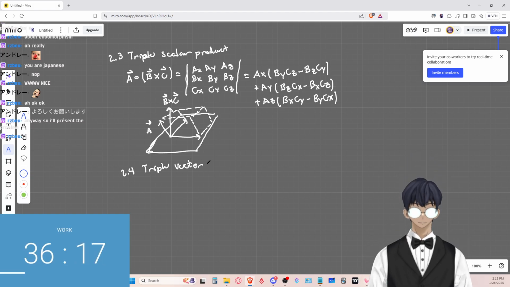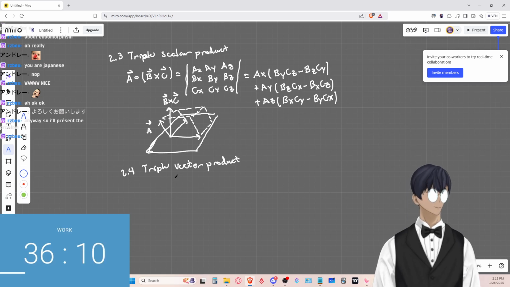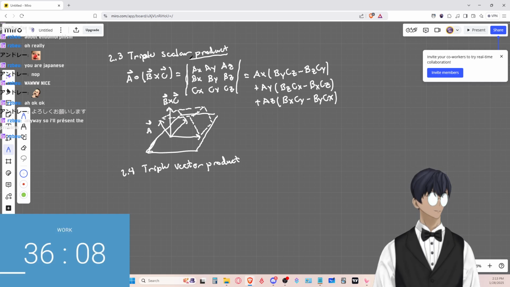I actually have to practice my Japanese, actually. I haven't spoken it in so long. I should probably underline this.